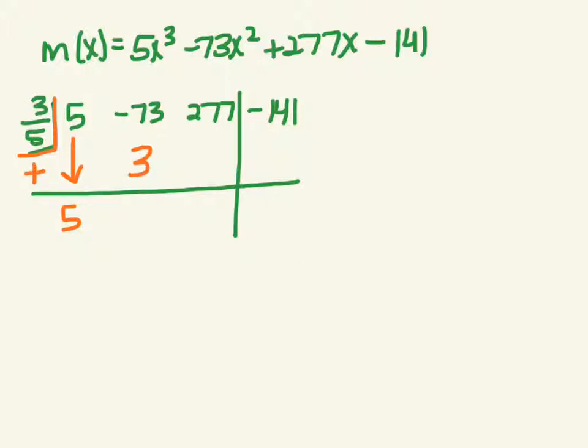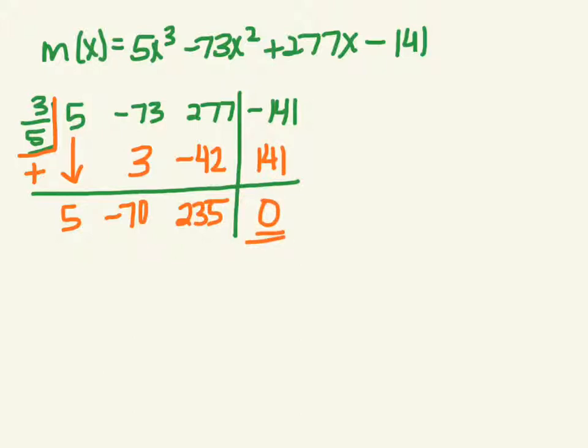From here, we're going to add these numbers down. So negative 73 plus 3 is a negative 70. And then we repeat that process. 3/5 times negative 70 is a negative 42. Add 277 and negative 42, so 235. And then do one last multiplication, so 3/5 times 235 is a positive 141, and we get a 0 here.